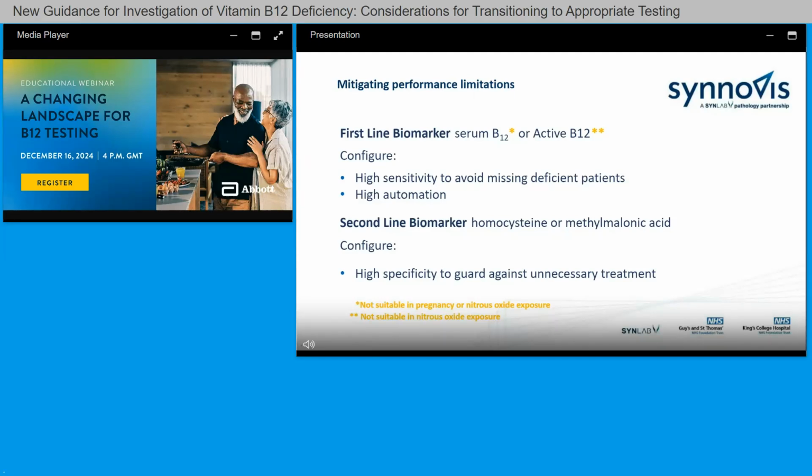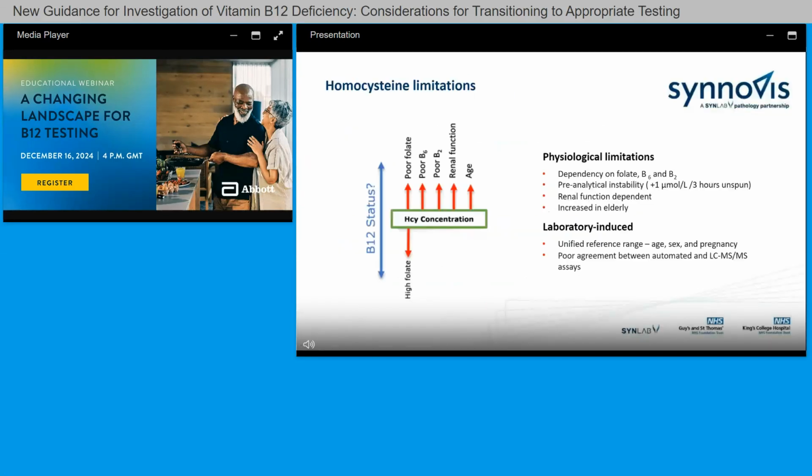So let's look at homocysteine and methylmalonic acid. Now you'll see a common recurring theme here in that each of the biomarkers has limitations, and that's also true for homocysteine. And I'm highlighting some of the limitations here. One of the main limitations is that folate status has a much bigger impact on homocysteine than B12 status. So this marker is only really useful if you know that the patient you're investigating for B12 deficiency is folate replete.